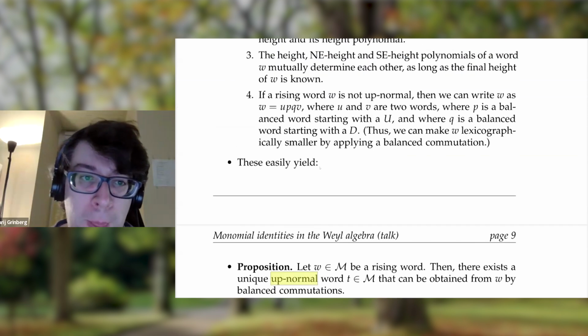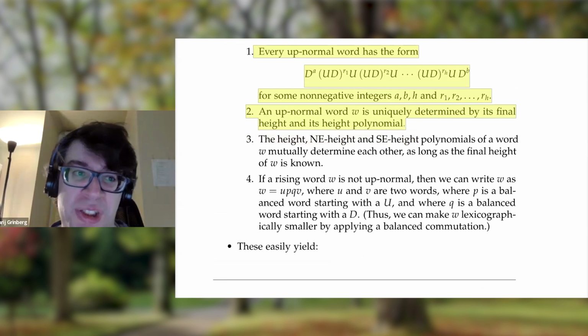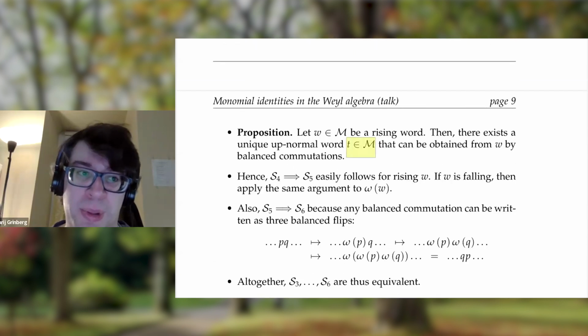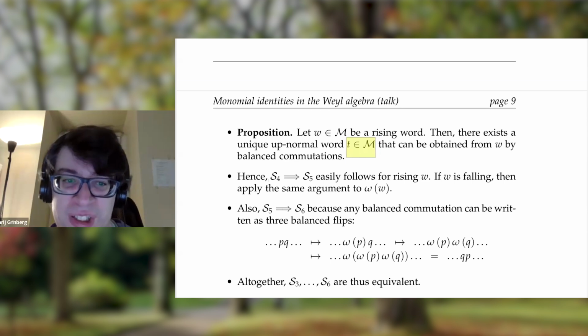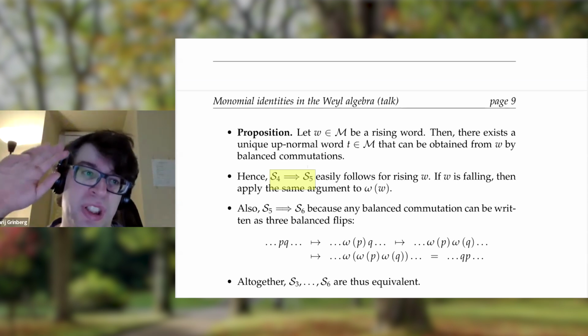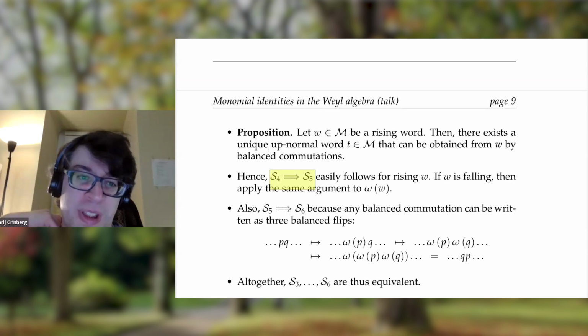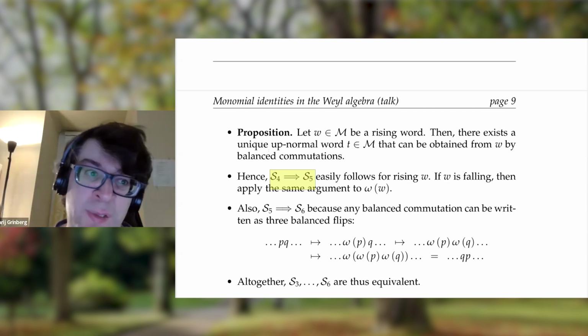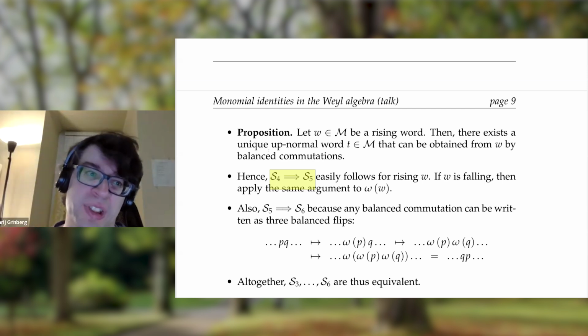And moreover, using the first observations, you can show that this abnormal word is unique because the height polynomials don't change. This is a way to prove that any 2 words with the same height polynomial can be transformed into each other using balanced commutations. At least when they're rising. If they're falling, you have to apply omega and then do the same trick.